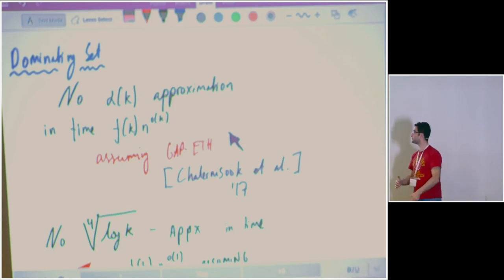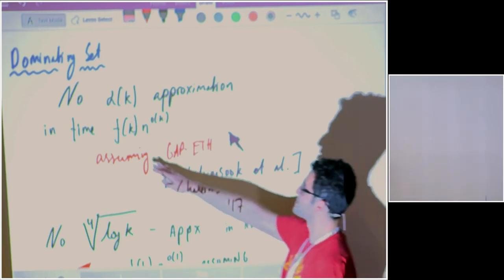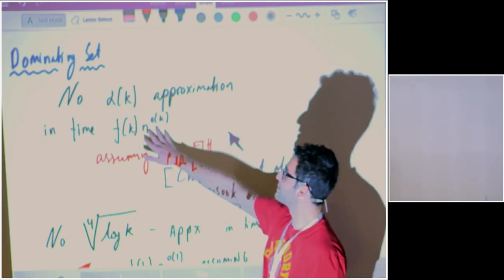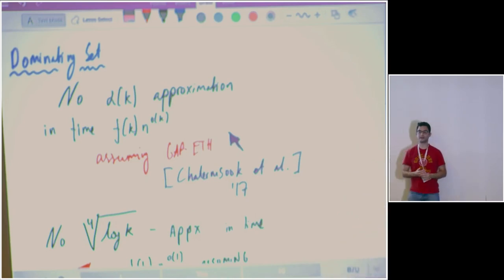However, in the same paper, Chalermsook et al. showed that there is no f of k approximation in time f of k and n to the little o of k. So you can't do anything better than the obvious, assuming again gap ETH.